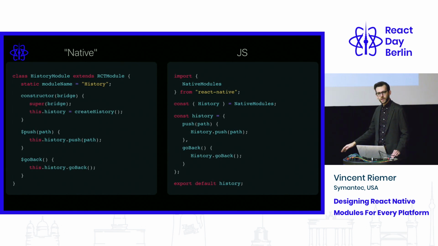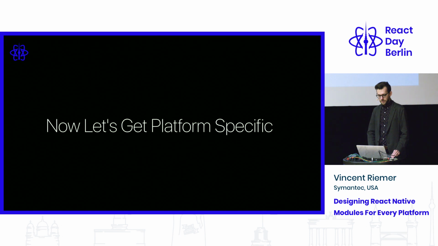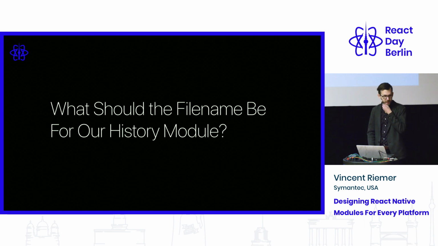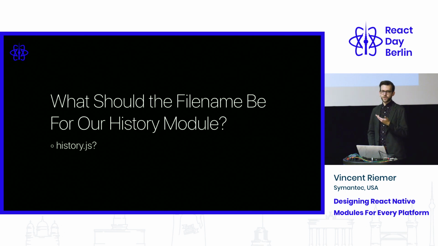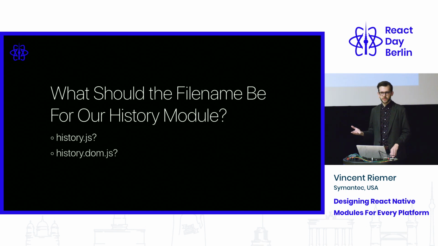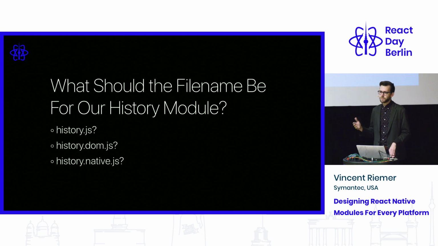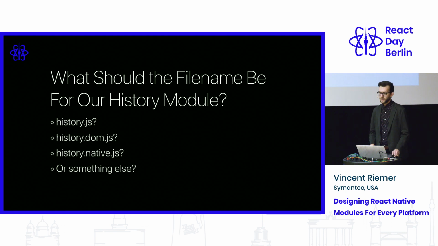There are some issues though, because this isn't really the whole picture. We've implemented it for React Native DOM here, but we need to think about platform specificity. The first mechanism you use for separating cross-platform code is the file name. We could call it history.js, nothing special, but if it's a DOM-specific module, do we add .dom.js? There's also .native, which represents React Native in general, or something else entirely.